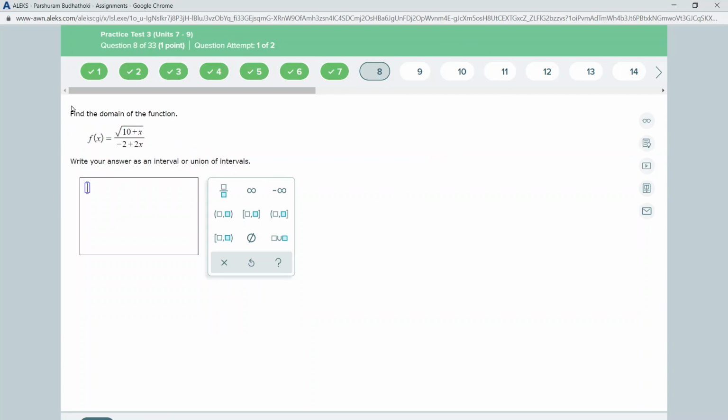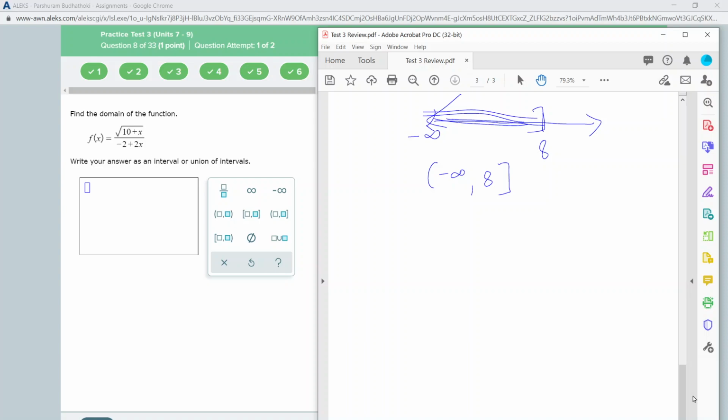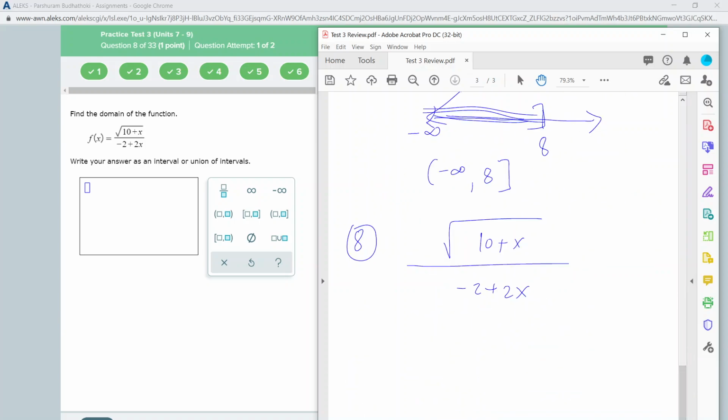Next problem. To find the domain one more time, the expression inside this radical sign should be non-negative, and the expression in the denominator should be non-zero. So we need to consider both restrictions here. In problem 8, the expression inside the radical sign should be non-negative, and the expression in the denominator should not be 0. So we need 10 plus x greater than or equal to 0, and also negative 2 plus 2x not equal to 0. Let's solve these two and see what happens.